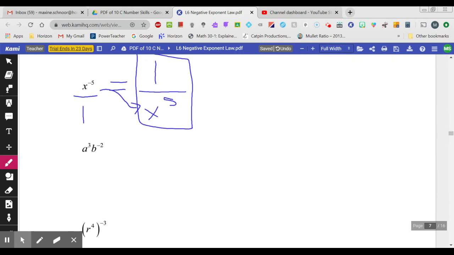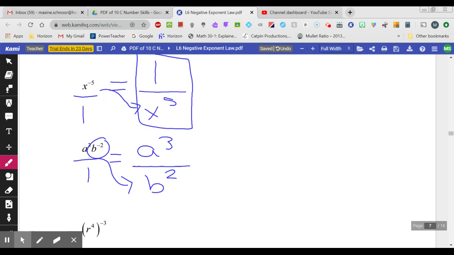A cubed times b to the negative 2. Again, put it over 1 to make it into a fraction. Now, is the a cubed positive? Yes, it is. So leave it alone. The a cubed is going to stay where it is. It's going to stay on top. Now the b to the negative 2 is negative on the top, so I'm going to bring it to the bottom. The b stays the same. The bases don't change. And the negative 2 becomes positive 2.